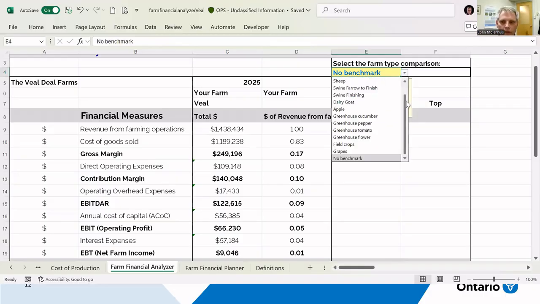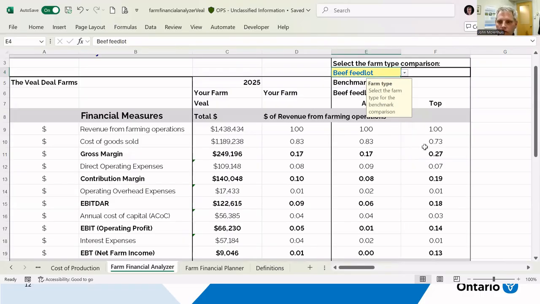But we do have in other sectors benchmarks that we've derived from some of the AgriStability business risk management data. So if you're a big feedlot, you can have a look at what the average results are for those, and do some comparisons. Beef feedlot would be the closest to veal, so that's why I chose those. But you can do some of those comparisons.